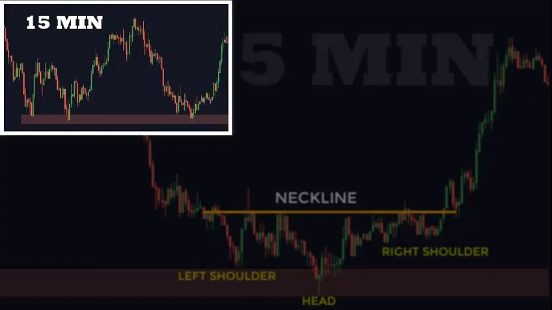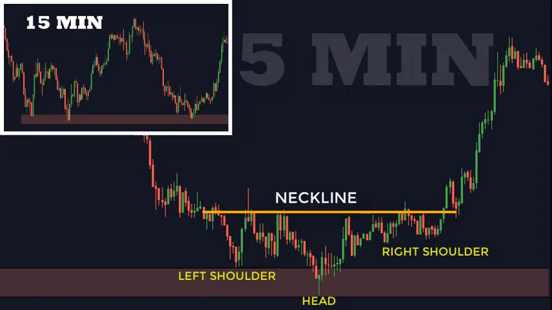So this is the next example on the 15-minute time frame. Here we can find a trade opportunity for a long position on the lower time frame. This is the 5-minute time frame. Here we found a bullish head and shoulder pattern and here we can enter.